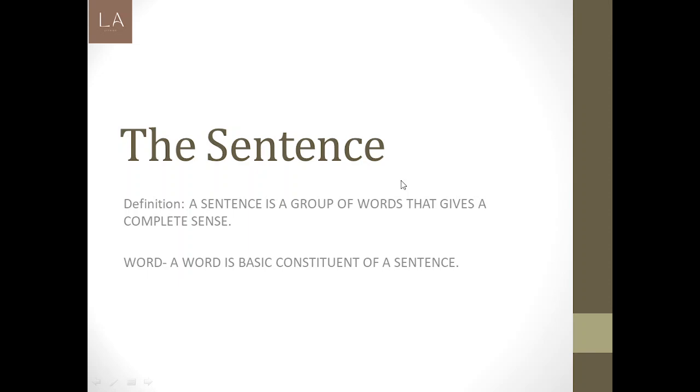So we should also know what a word is. A word is made up of letters that signifies something, a particular thing. And a group of words that gives a complete meaning is called a sentence. Let's move forward.